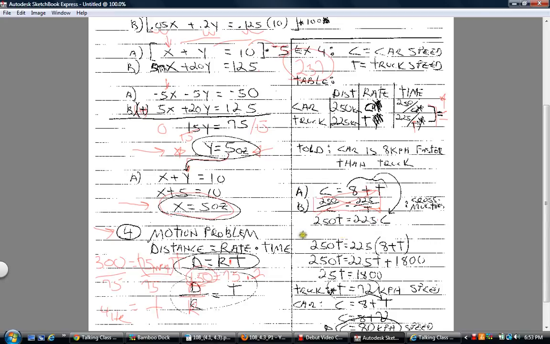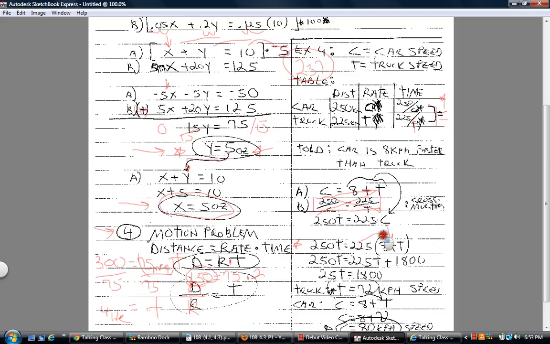Okay, now you've got equation A, equation B. I turn around here and I look at this equation B. I write it down, 250T equals 225C. Instead of putting C for the speed of the car, guess what you represent it with? The relationship, 8 more than the truck. You stick it in there and now you're on your way. You reach that point now where you've got this problem licked and you now know you can isolate and find the speed of the truck.